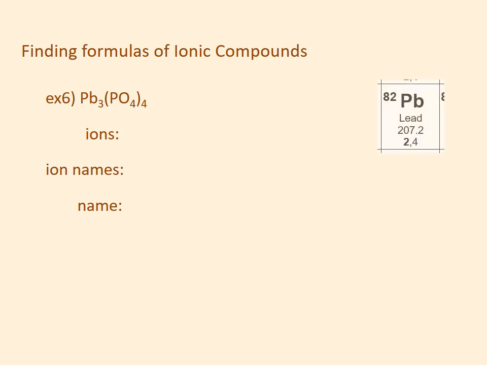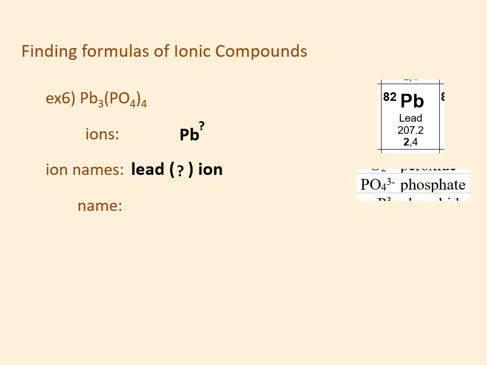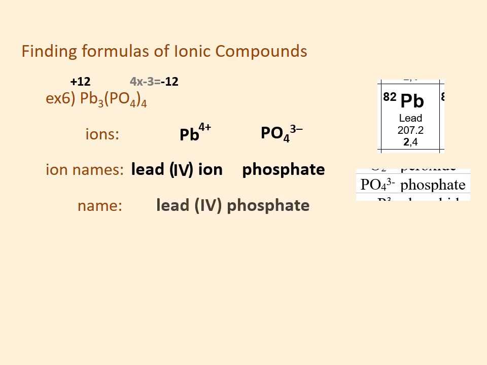Example 6, I start by looking up Pb, and I see it can take a +2 or a +4 charge, so I'm not sure what it is taking this time. So that means I don't know which Roman numeral I need in the name. I look up PO4 and see that it takes a -3 charge, and it's called phosphate. Now I have 4 phosphates, each with a -3 charge. So 4 phosphates, each with a -3 charge, gives me a total of -12 on the back end. And if I have a -12 on the back end, I've got to have a +12 on the front end. Being that there are 3 Pbs, that +12 has to be split evenly 3 ways. So how many times does 3 go into 12? 4 times. So Pb is taking the +4. So it's lead-4 ion. And when lead-4 ion and phosphate come together, it's called lead-4 phosphate.